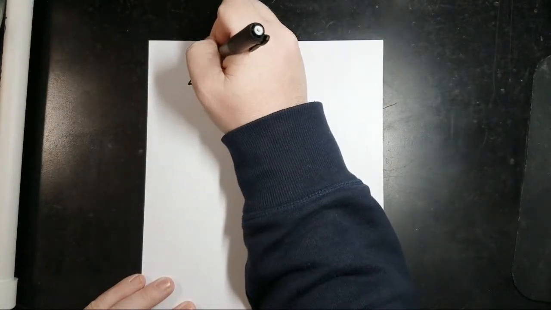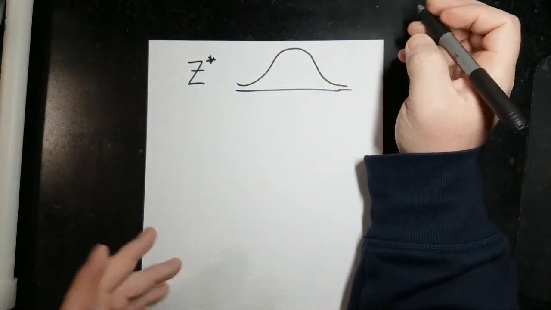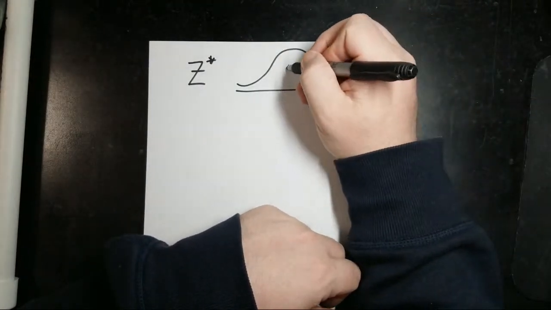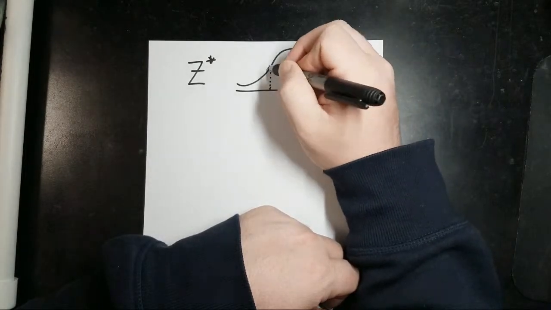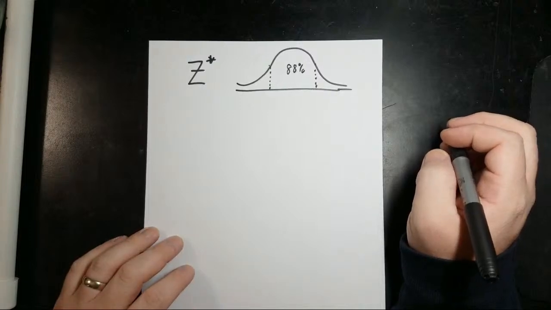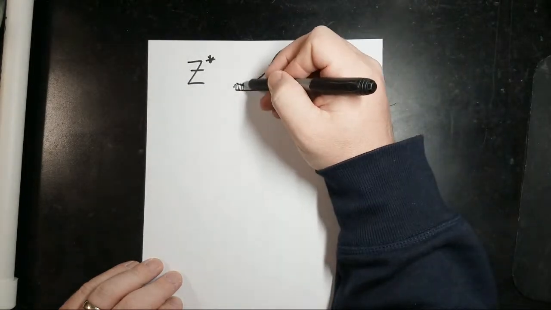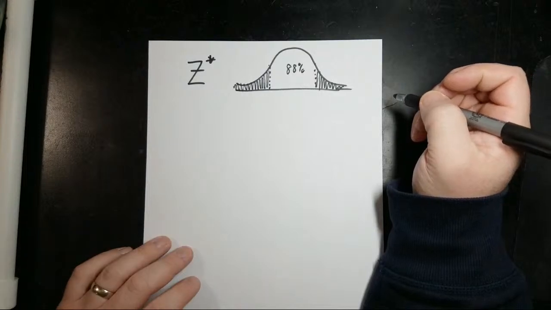Let's see here. Let me go back to the Z-star. For Z-star, let's just say that you were, I'm going to come up with something weird, 88% confident, which again, there's not that many things that ever have you do 88%. It's usually like 90%, 95%, etc. But let's just say you were 88% confident. Now, if you're 88% confident, that means that you're not capturing whatever's outside of that 88%.